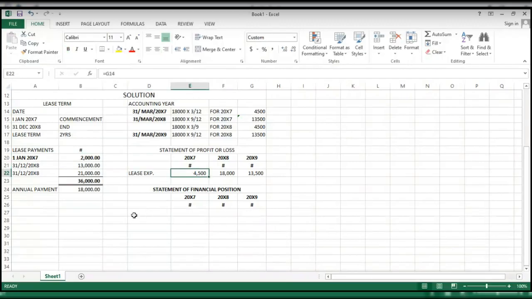So first, let me have it here. Current assets. And then I will leave a space to have current liability.